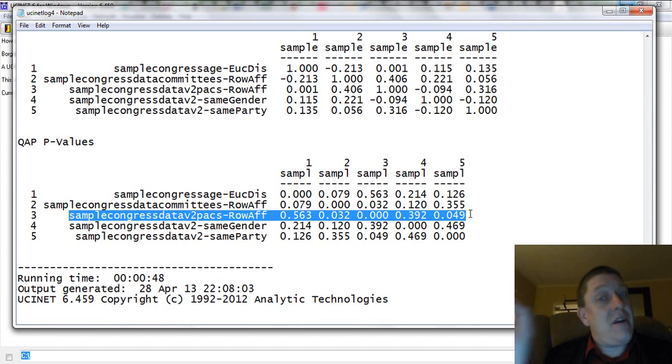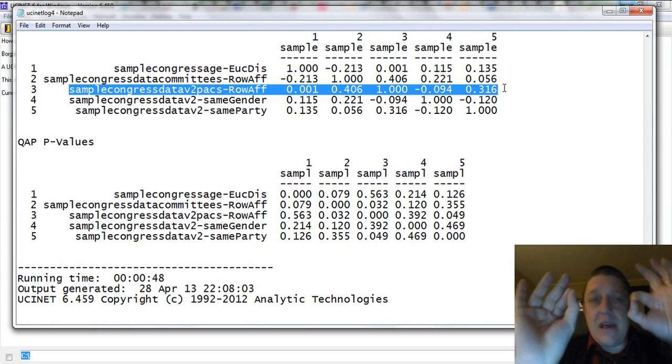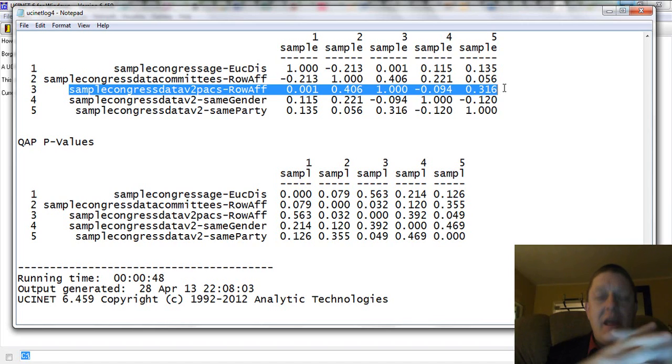That means UCINET tells us that by chance alone, the chances are not very big that you would get a correlation this big. How big? Number 2 is committees. For the correlation between committee overlap and PAC overlap, the number of committees that you're sitting on in common and the PAC sources that you get in common, that's a correlation of 0.406. That's positive, and that's fairly large.